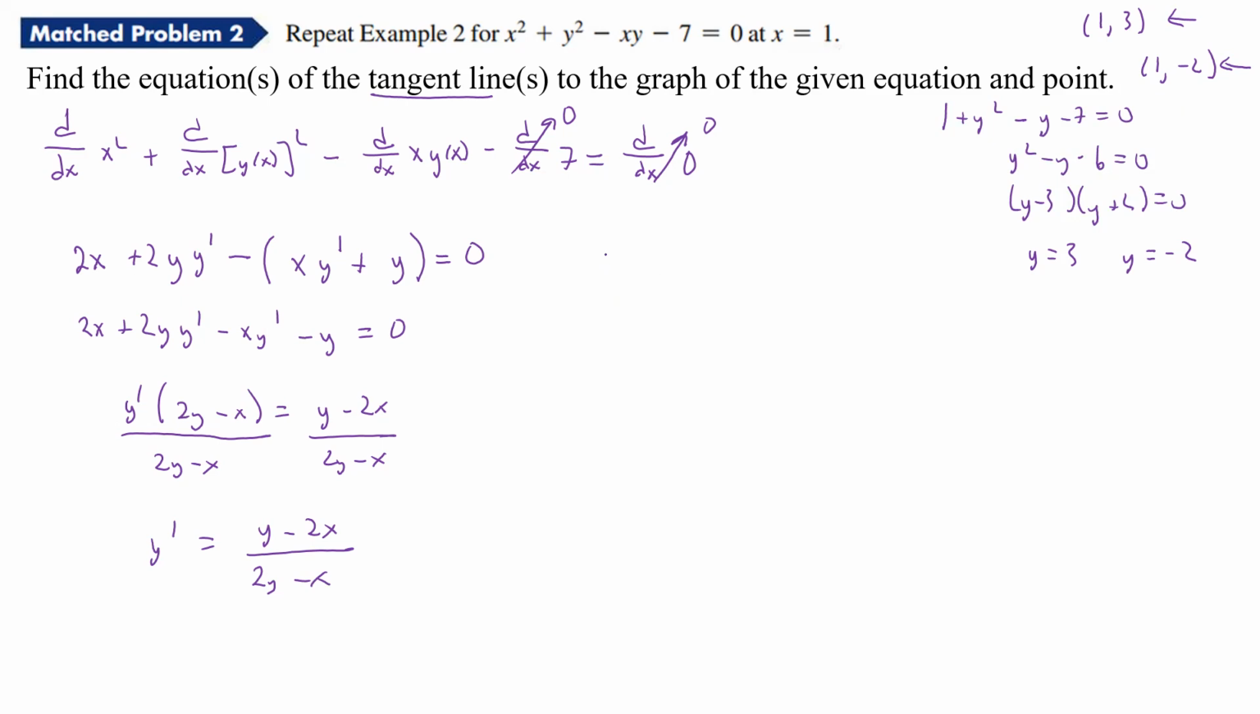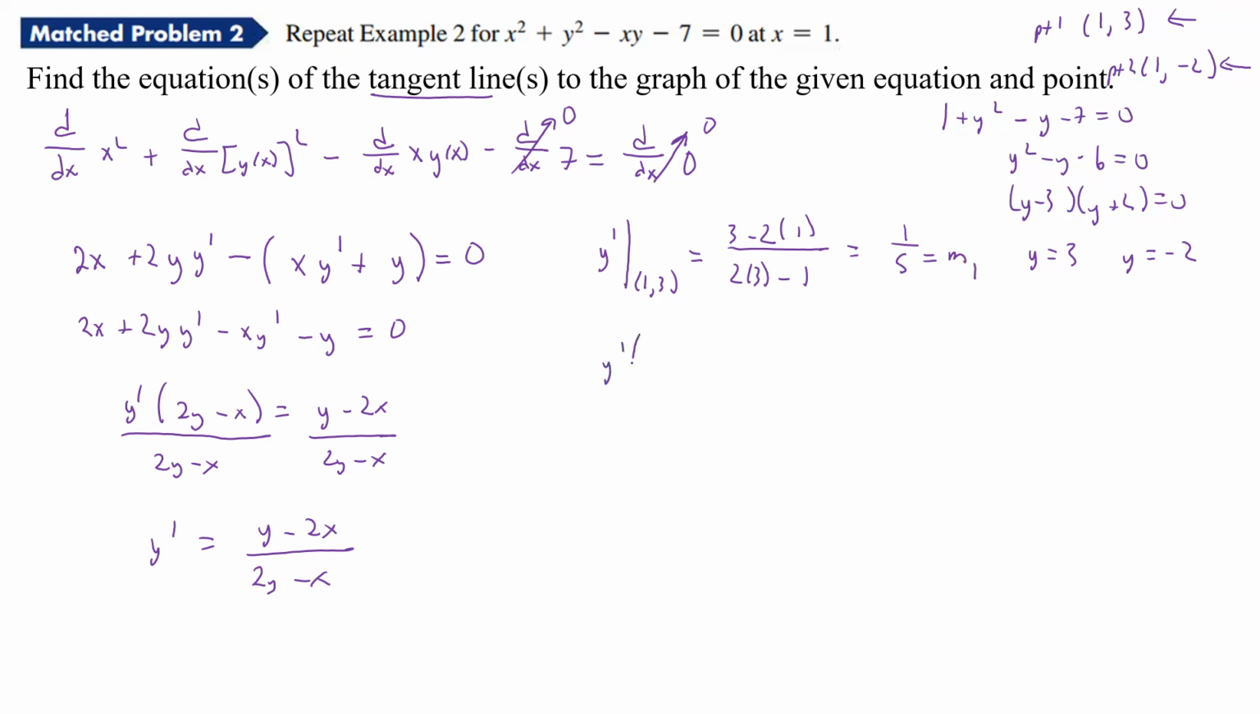equations. So let's do y prime evaluated at the first one, at 1, 3. Okay, so we have y, let's say that's 3, and then we have minus 2 times x, which is 1, all over 2 times y, which again was 3, and then minus x, which is 1. So 3 minus 2 is 1. 6 minus 1 is 5. So let's call that our first slope. And we'll call that point 1, and we'll call that one point 2.